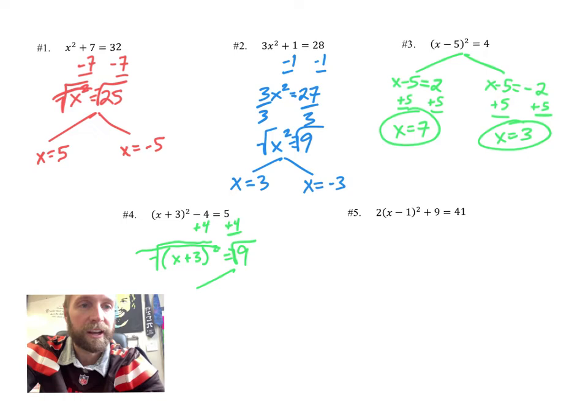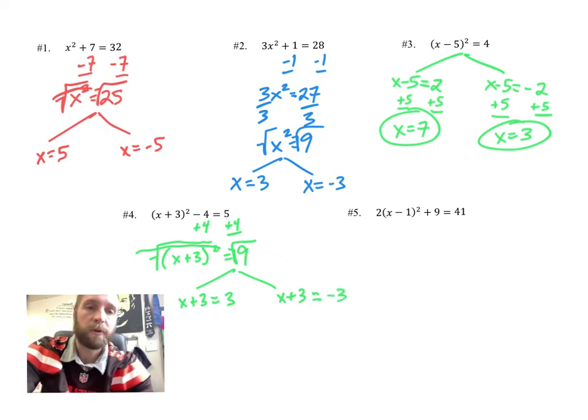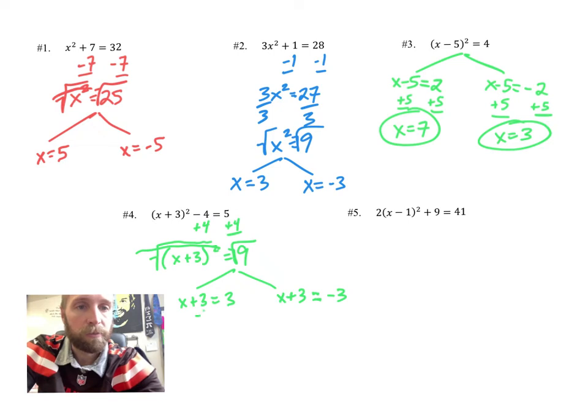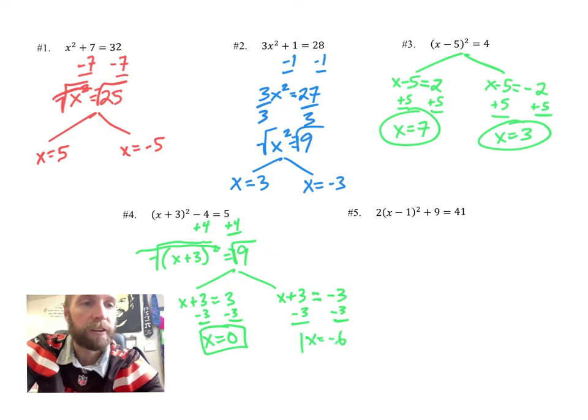I need to make sure that I have two answers here. So I should have x plus 3 for both of my equations. The equation shouldn't change, but square root of 9 could be a 3, or square root of 9 could be a negative 3. That's where my two answers are going to come in. Cool, at this point I go ahead and subtract 3 from both sides. That's easy. One of my answers is x equals 0. I go ahead and subtract 3 from both sides over here, and I get x equals negative 6.